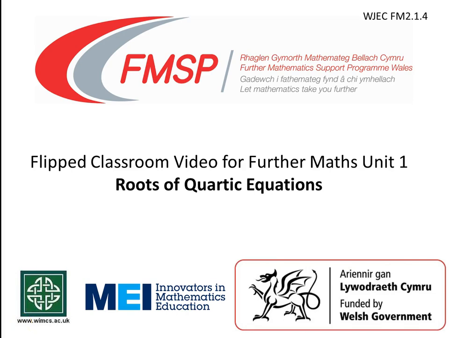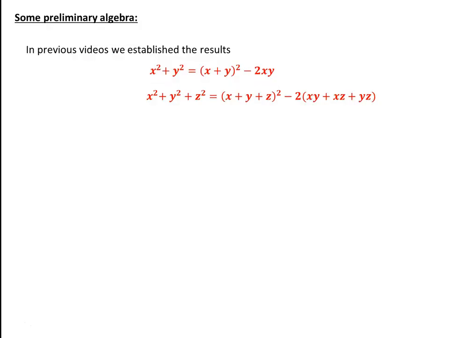In this video, we extend our investigation into the roots of polynomial equations to deal with quartic equations, that is, polynomial equations of degree 4. Now, in the previous video, we established the result that x squared plus y squared is equal to (x plus y) squared minus 2xy, and that x squared plus y squared plus z squared is equal to (x plus y plus z) all squared, take away 2(xy plus xz plus yz).